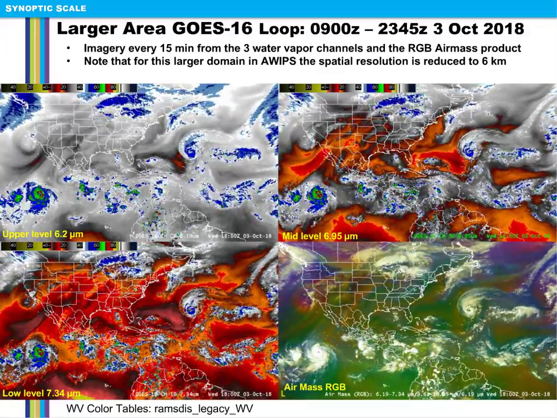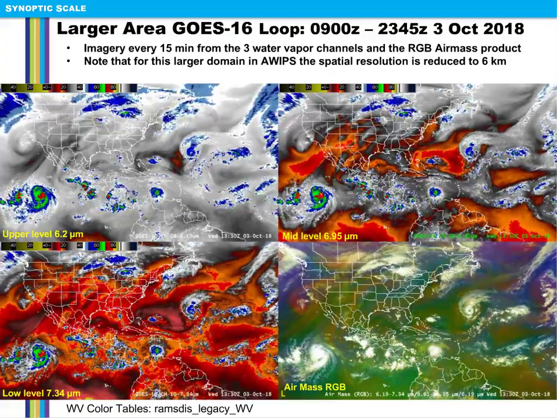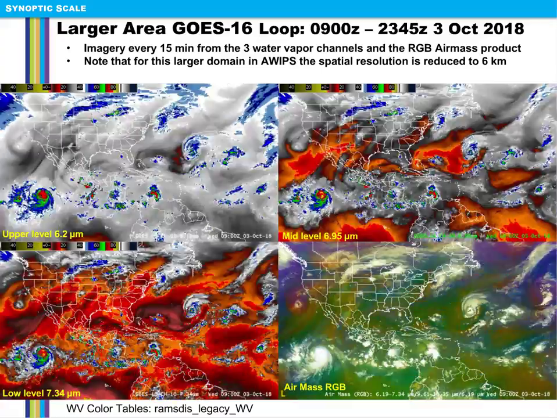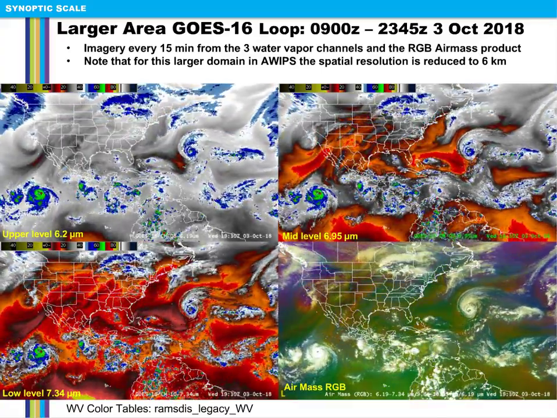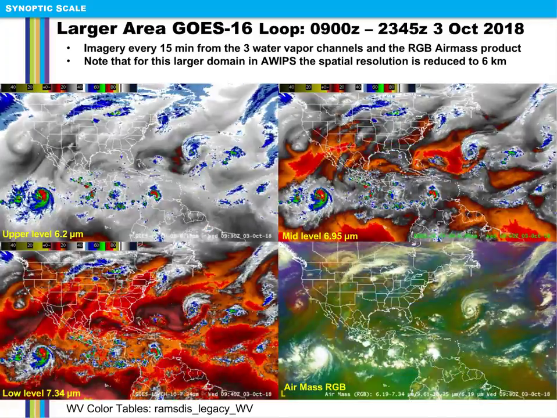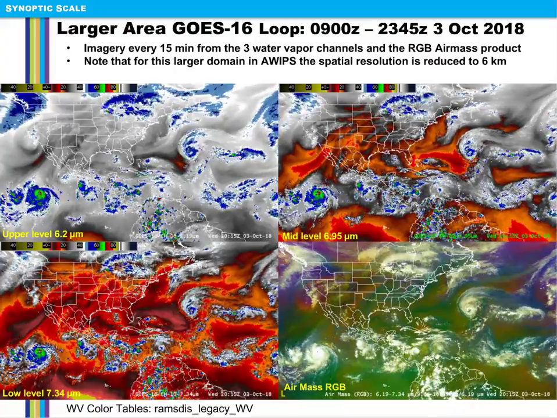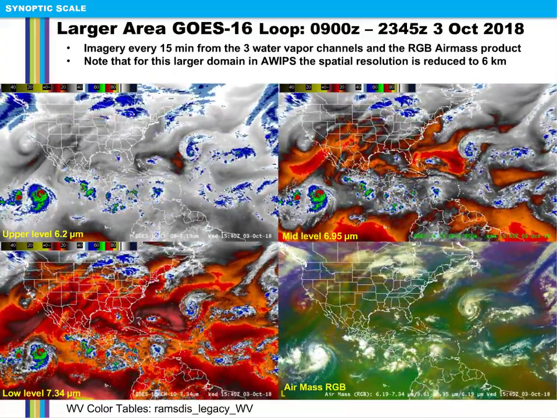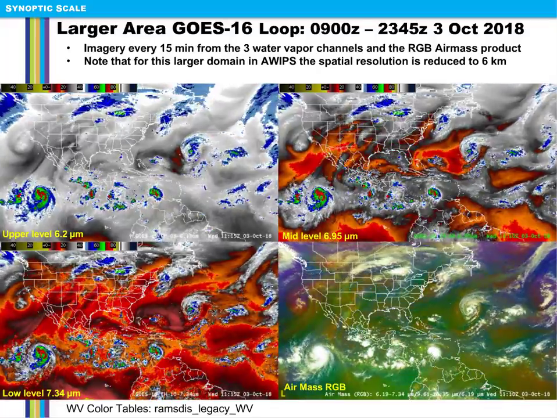Remember, at this larger scale on AWIPS, both time and space resolution are reduced over their full resolution values. But with this larger domain, we can look at features from the tropics to the northern mid-latitudes. In this loop, we can see a number of distinct areas of warmer brightness temperatures in the three water vapor channels, interspersed among the generally broader areas of cooler brightness temperatures. Next, we will overlay some analyses to see how this imagery relates to the various weather features.